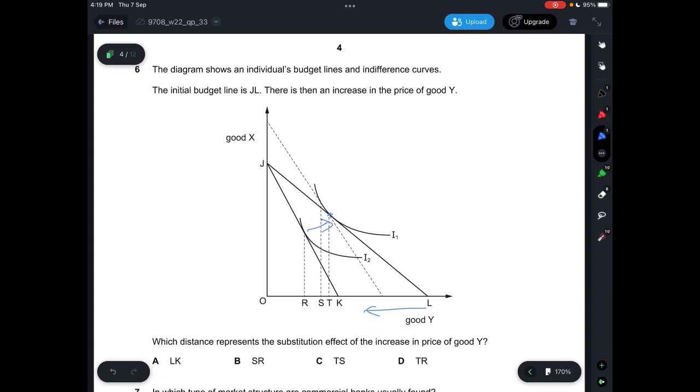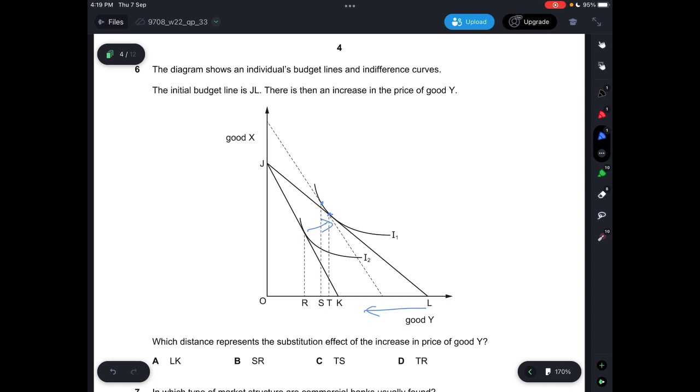But this time we are not actually going back to JL. We are shifting it out in a parallel form, so you can see the dotted lines here. In order to maximize the utility, instead of the line being tangent to T, it is now at point S.